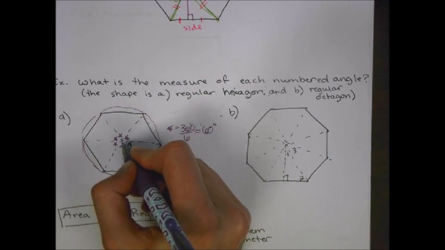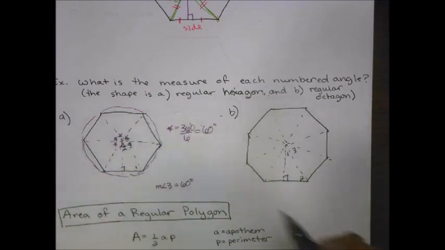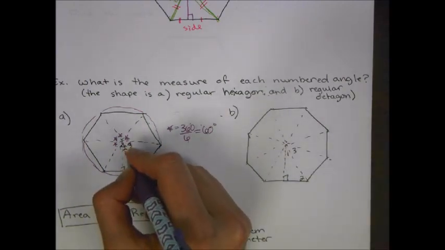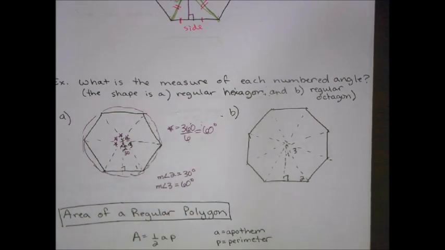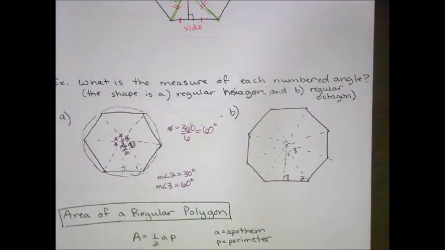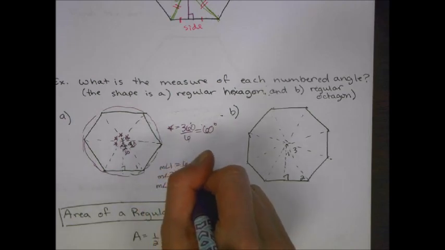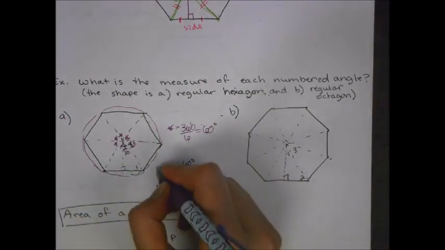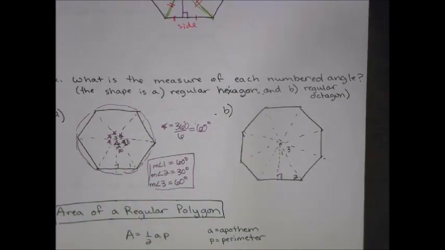Now, this whole angle right here is 60 degrees. The apothem is cutting it in half to make 2. So half of 60 is 30, so angle 2 is 30 degrees. And this one's 60. If this is 30 degrees, then angle 1 is going to be 60 degrees. Go ahead and try B, doing the similar method.